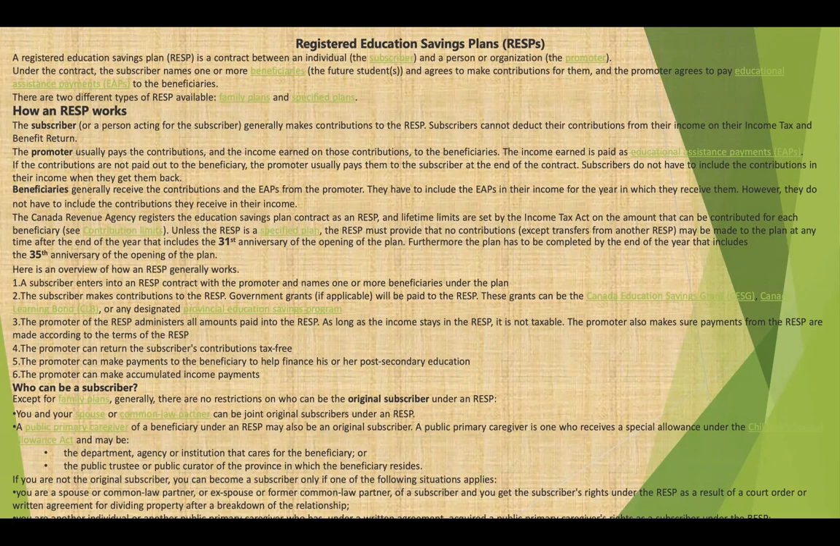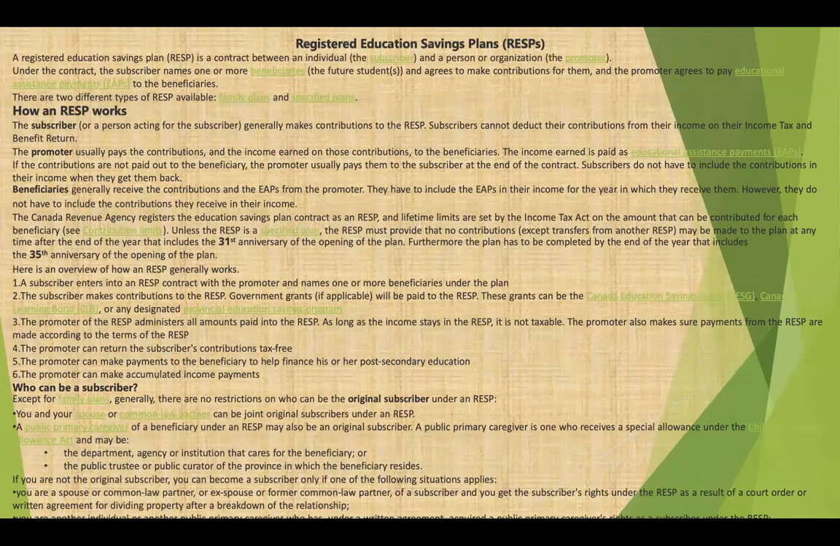There are two types of RESP. One is called family plans, and the other one is specific plan. So how does an RESP work? The subscriber generally makes contributions to the RESP, and the subscriber cannot deduct their contribution on their income tax and benefit return. The promoter usually pays the contribution and the income on those contributions to the beneficiary. So the income earned is paid as educational assistance payment, EAP.